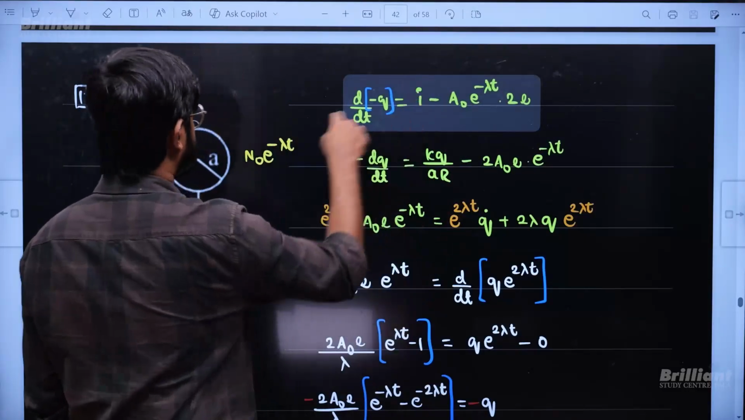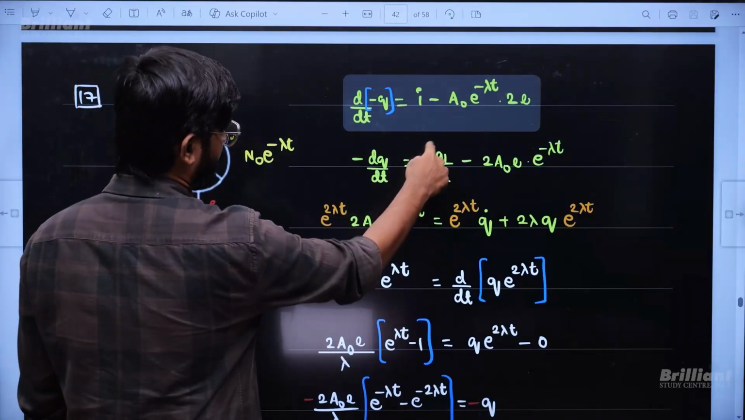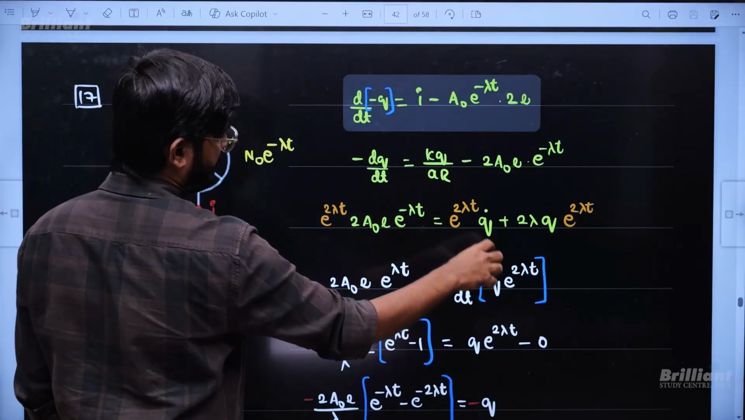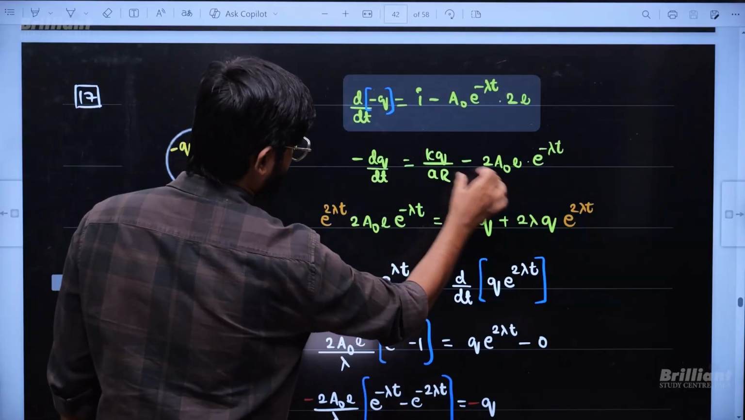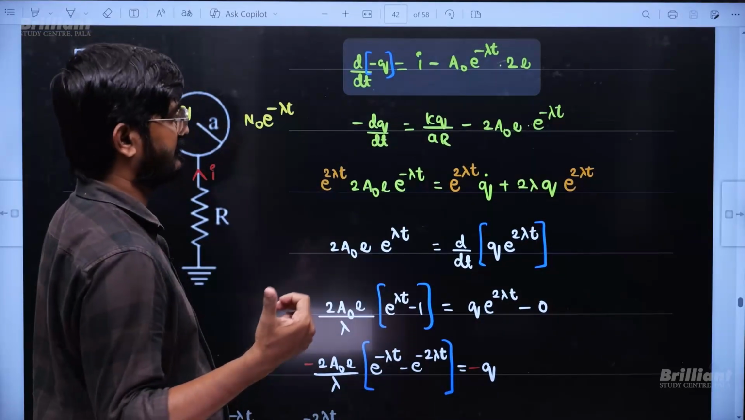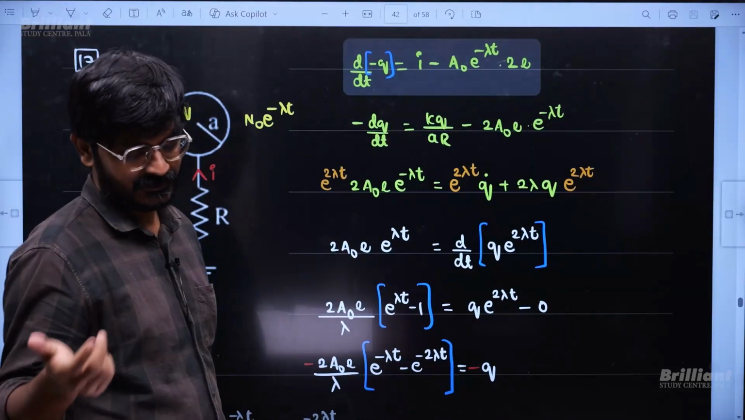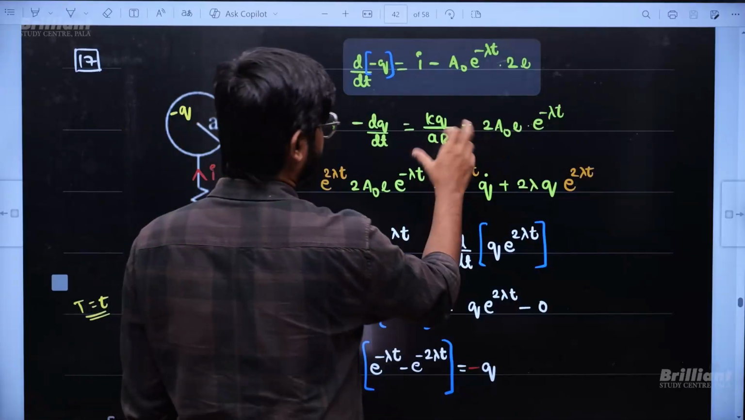Now, how to find this current? This current is potential difference by resistance, and this value was given in the question, which I can substitute as 2 lambda q. Now they are asking what is Q maximum. For that, I should find Q as a function of time, differentiate it, and make it equal to 0. So for that, we should solve this differential equation.